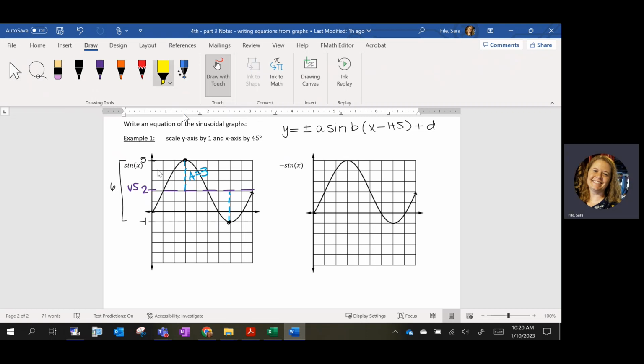Notice I did both. I did amplitude and vertical shift. I can do that without knowing what trig function I'm looking for, sine, cosine, positive or negative. Amplitude and vertical shift aren't going to change. Those two will be the same no matter what. Same for the period.